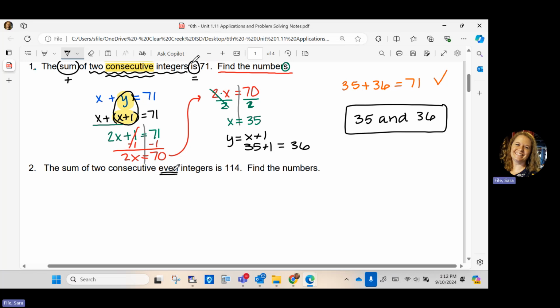2, 4, 6, 8. So if I want consecutive again, in a row again, so consecutive even integers, that means they're going to be 2 apart. So my 2 numbers, instead of y being 1 more than x, y is going to be 2 more than x. Because we're still finding the sum, and this time it's 114.